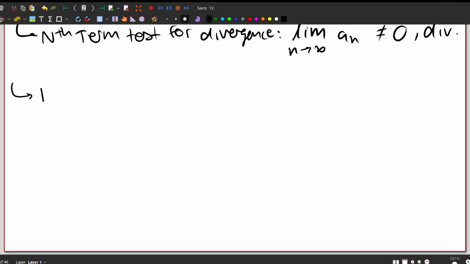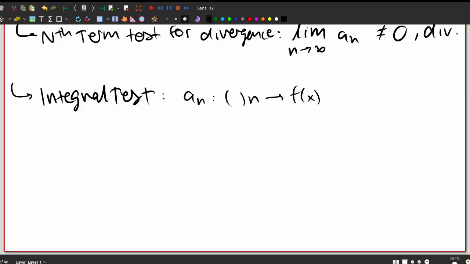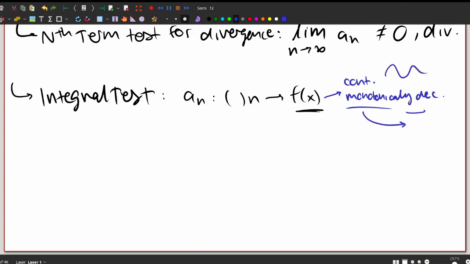Now, there's also the integral test. If a of n is written with some formula with respect to n, we can also map this to a function in terms of x, and therefore we can take the integral of this function. However, there's two conditions. F of x has to be continuous, first of all, and it has to be monotonically decreasing. And what monotonically means is that it doesn't oscillate or alternate. It's simply continuously decreasing towards 0.